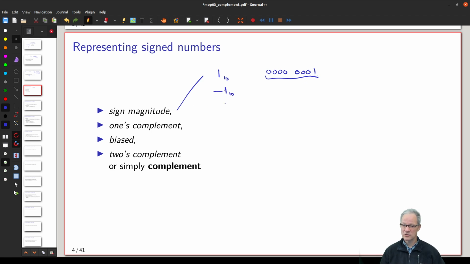Then for the sign magnitude, we could choose that this bit is going to be the sign. If it's negative, we're going to use 1. If it's positive, we're going to use 0. And for the rest of the space, we're going to use it for the value. Okay, so we could do that. Now, what could be a problem with this approach? Any idea?